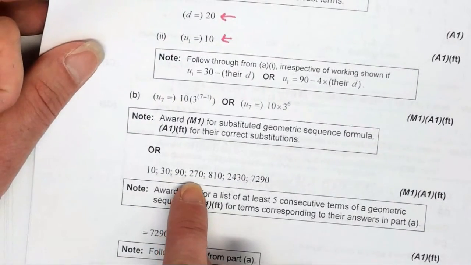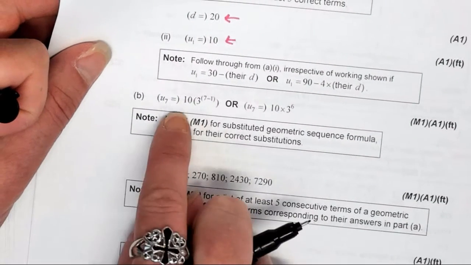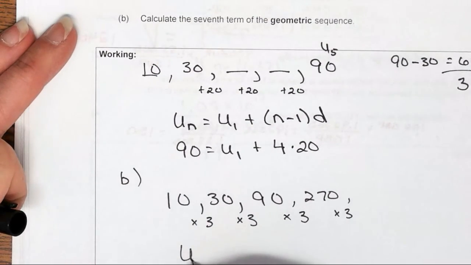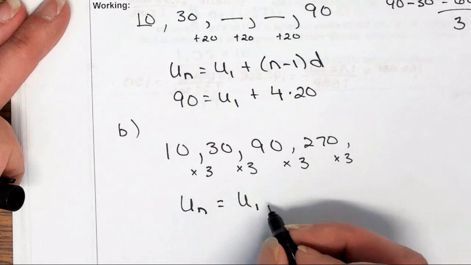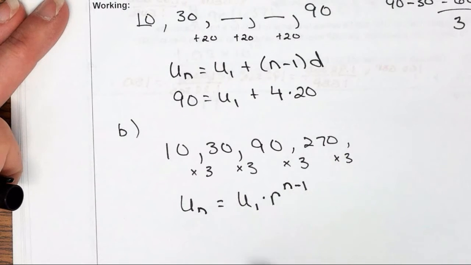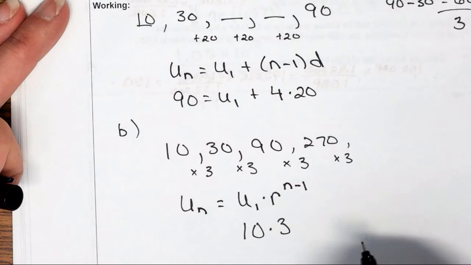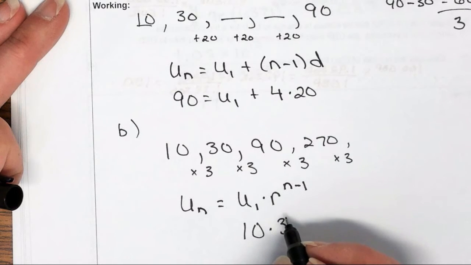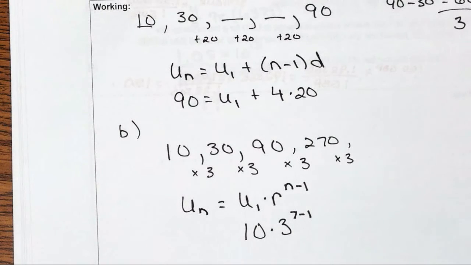I want to show you the mark scheme. This is a perfectly fine method. You could have also used the formula. The formula says any term can be found by the first term times the common ratio to the n minus 1. First term is 10. We're multiplying by 3 each time. And we're looking for the 7th term. So 7 minus 1.